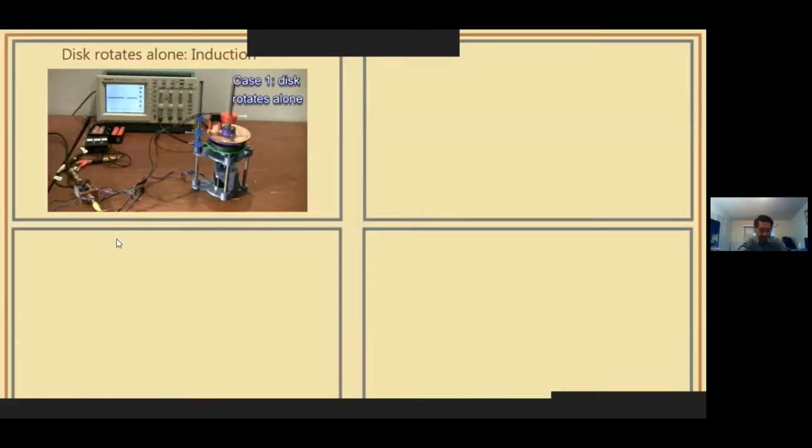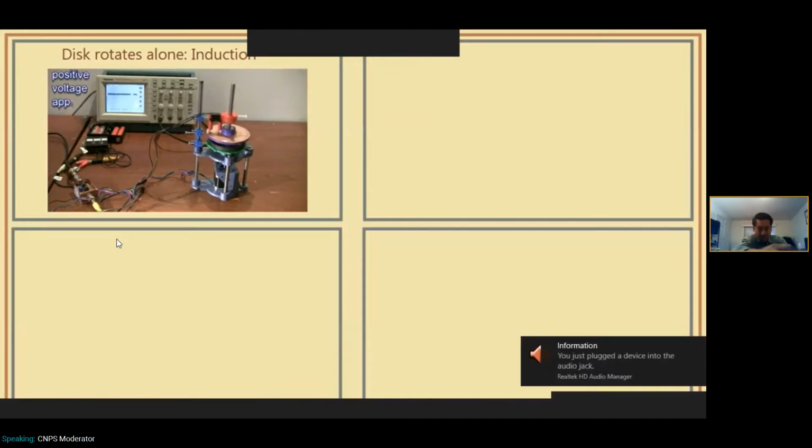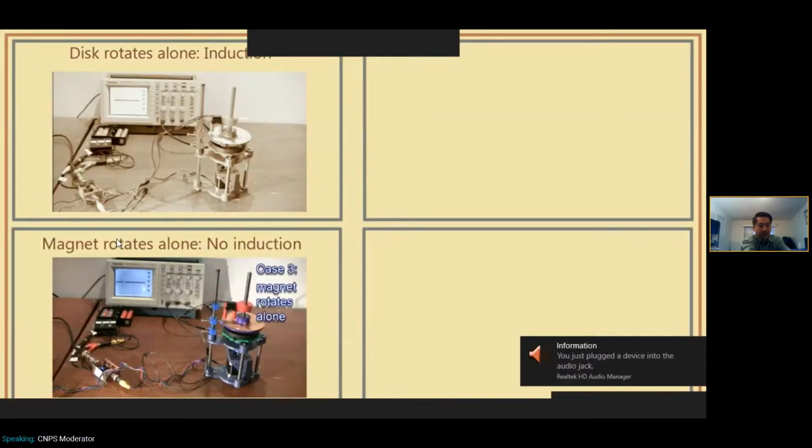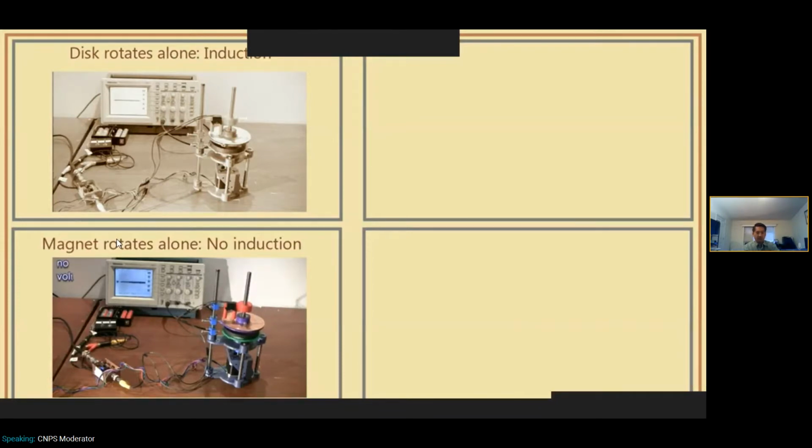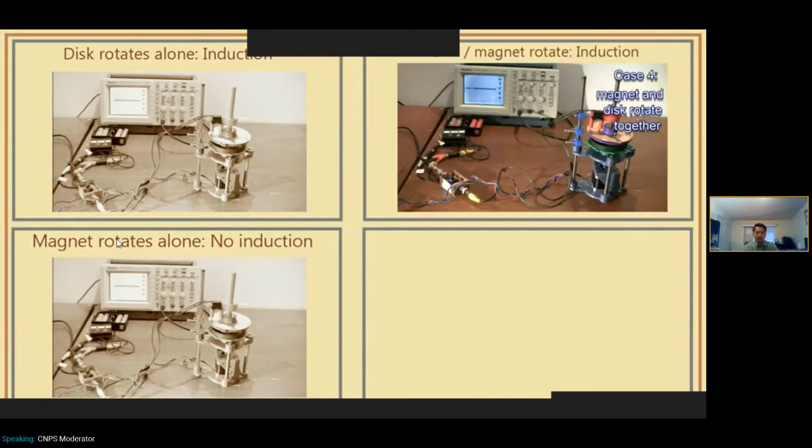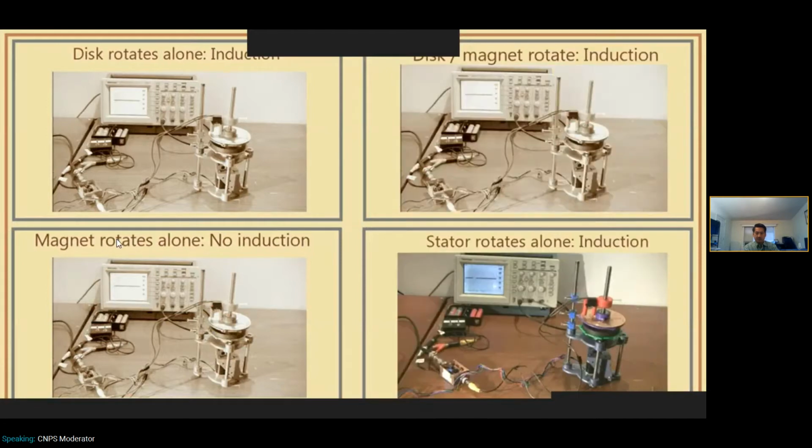In the first case, we demonstrated 4 scenarios of magnetic induction with the Faraday disk generator. Rotating the disk alone. Then in the second, we rotated the magnet alone. In the third scenario, we rotated the magnet and the disk together. And in the fourth, we rotated the stator alone. The results have led to some controversy since they can be explained by either the magnetic field rotating with the magnet or the magnetic field remaining stationary when the magnet rotates. So which explanation is right?